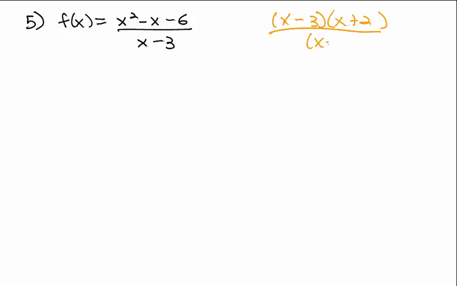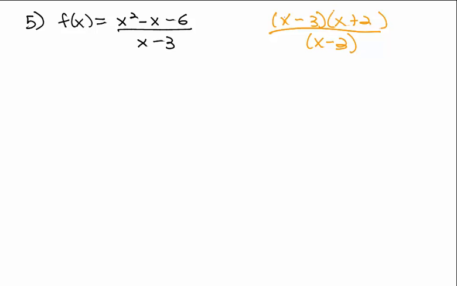F of x equals x squared minus x minus 6 over x minus 3. And in fact, we're going to have to factor everything. A lot of people start factoring at the beginning rather than halfway through, so let's factor it. It's going to factor to x times x, and to get negative 6, it's going to be negative 3 and positive 2. So we've got an x minus 3 in the denominator.